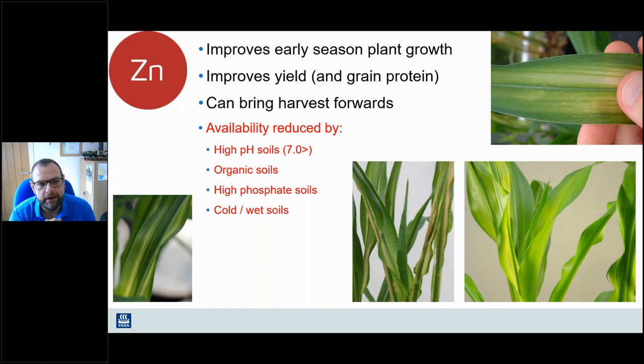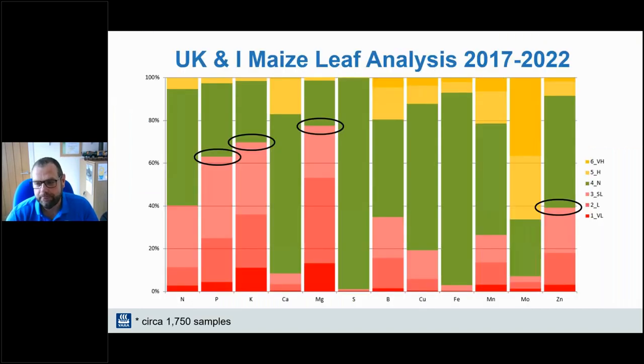And again, organic soils, high pH soils, soils with high amounts of phosphate in them. So we have these soils around the country where we're at index 4s and 5s of phosphate. That can have a negative impact on availability of zinc. So zinc is something to think about. And again, it's all about yield, and with grain maize, it can actually have an impact on grain protein, just like it does on milling wheat. But a key micronutrient not to overlook.